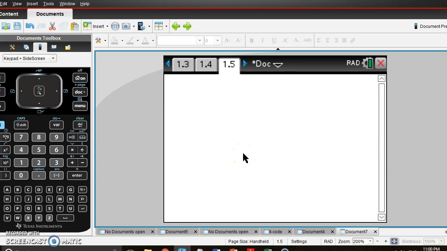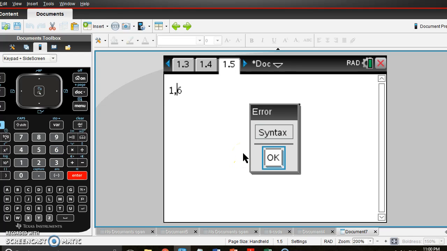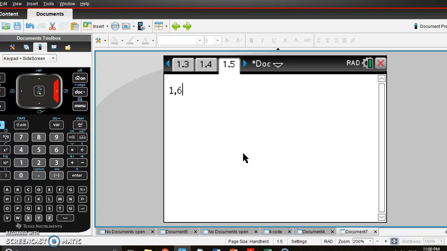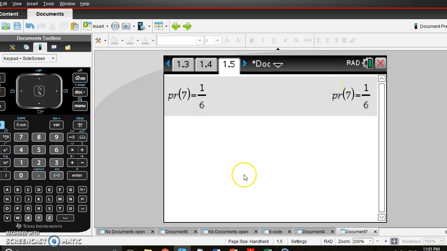So 3 sevens, we can get a 7 by doing a 1 and a 6. What else can we have? We can have a 2 and a 5, we can have a 3 and a 4, we can have a 4 and a 3, we can have a 5 and a 2, we can have a 6 and a 1. So we could have 1, 2, 3, 4, 5, 6. So we can roll a 7 one of 6 ways. So that tells us the probability of a 7 equals 1 out of 6. So that's what we've got there.